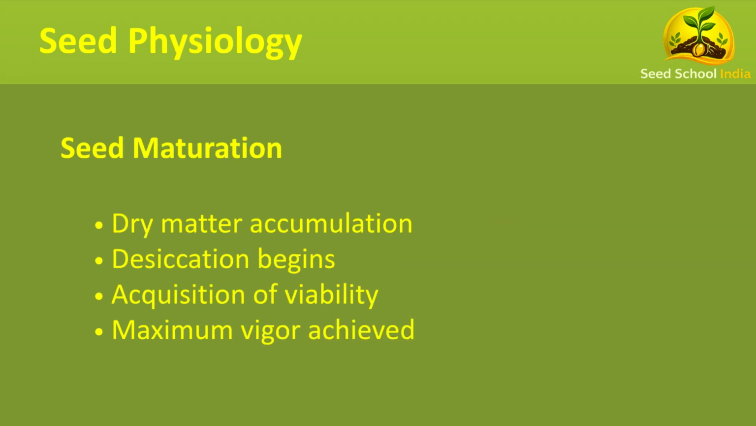As the seed matures, several important changes occur. Seeds accumulate dry matter and nutrients such as starch, proteins, and oils. The seed gradually loses moisture and becomes desiccation tolerant. This is a critical stage because the seed gains its ability to survive storage. At physiological maturity, the seed reaches its maximum viability and vigor.